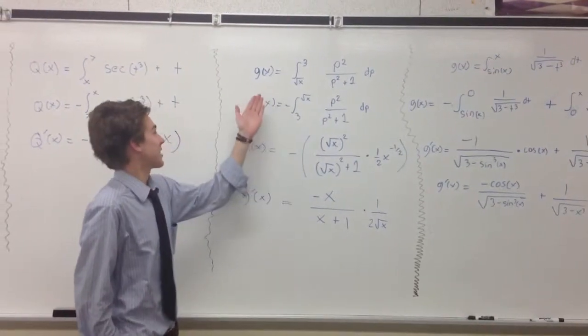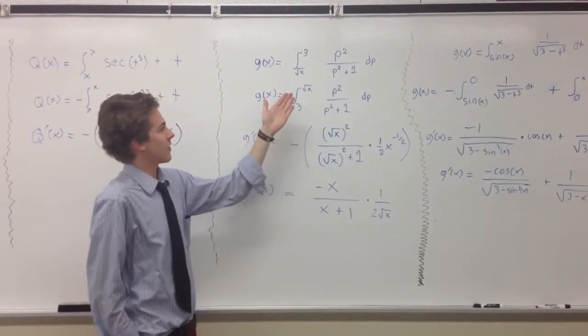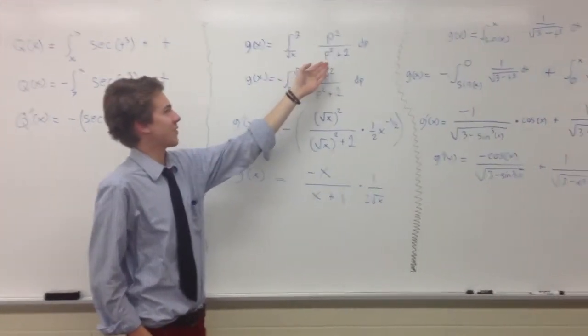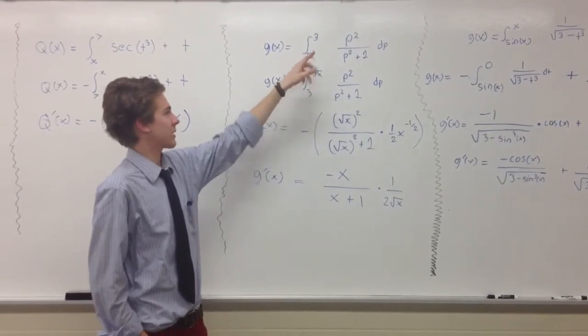Now let's look at a problem where we have g of x equals the integral of p squared over p squared plus 1 dp from square root of x to 3.